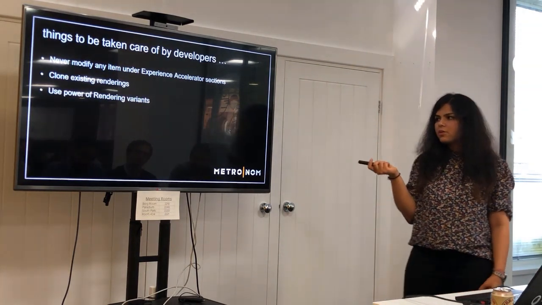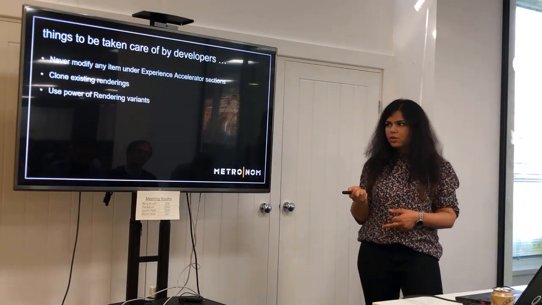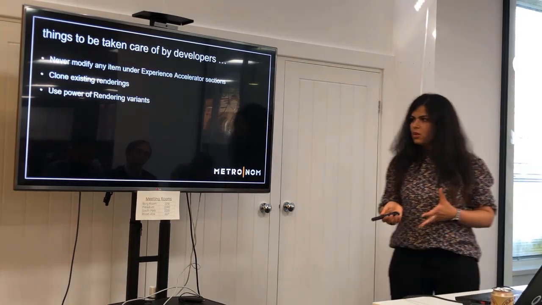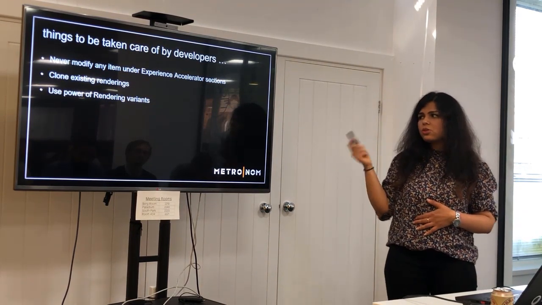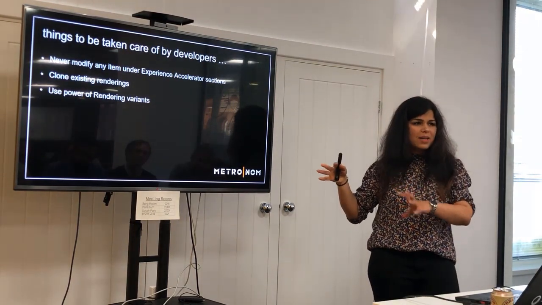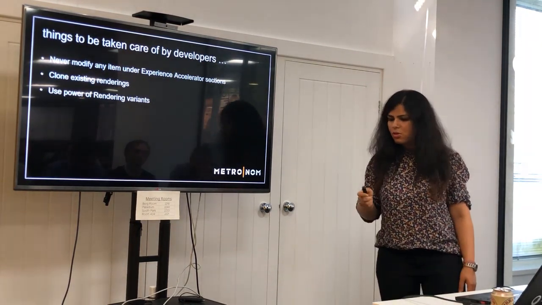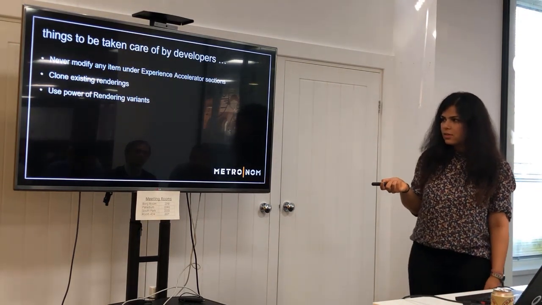Use the power of rendering variants. They add way fewer placeholders, and they are really good from the usability perspective. But one thing to notice: you shouldn't put more than 10 rendering variants on a particular rendering, otherwise the UX becomes bad and editors need to scroll every time, which is not really a good practice.